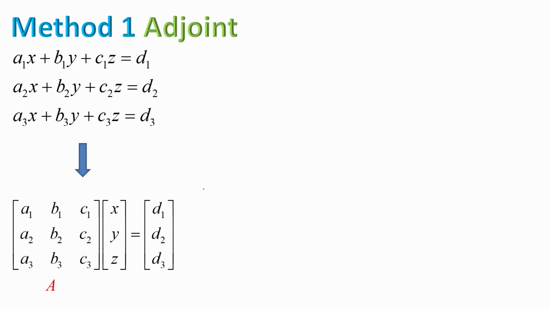We can write that in general matrix form. So we have matrix A, which is a 3 by 3 matrix. That means 3 rows, 3 columns. And then we have our variables x, y, z in the next matrix over here, and another matrix which represents the right-hand side of each equation.